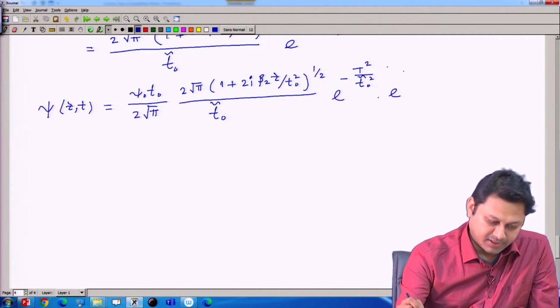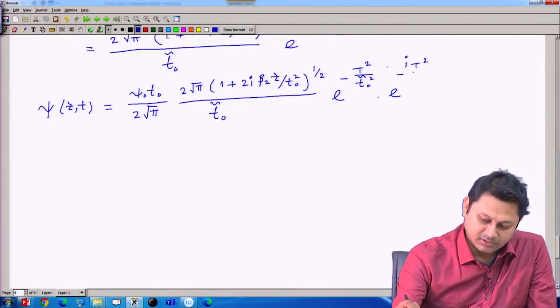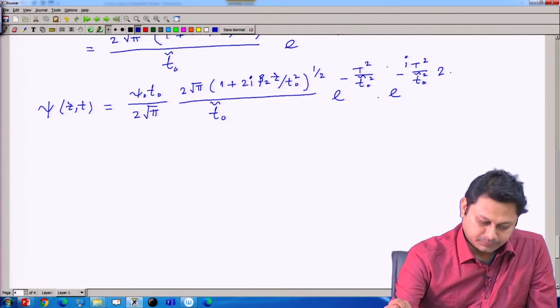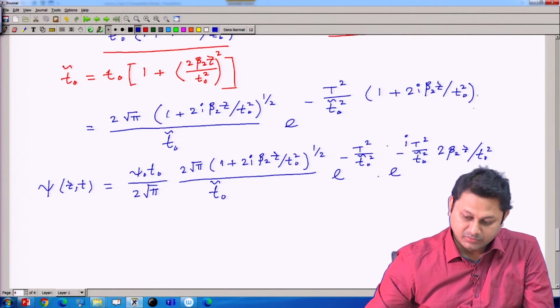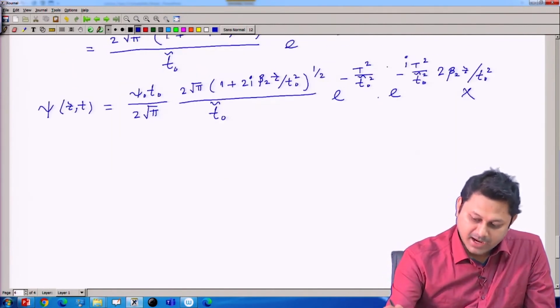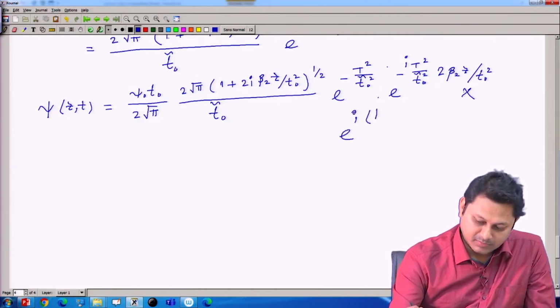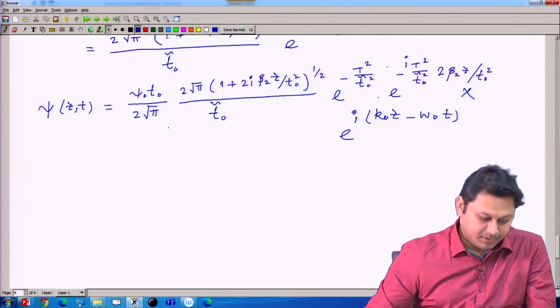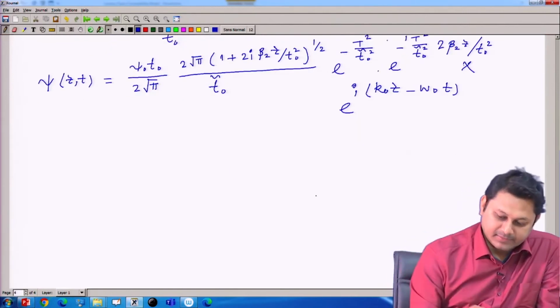into e to the power of, I just divide into two parts, this is the phase part actually, this, and then 2β2z divided by t0 square. I just divide this term here, which is written, and over that I have an exponential propagating term, which is always there. So, this is the overall expression of psi.